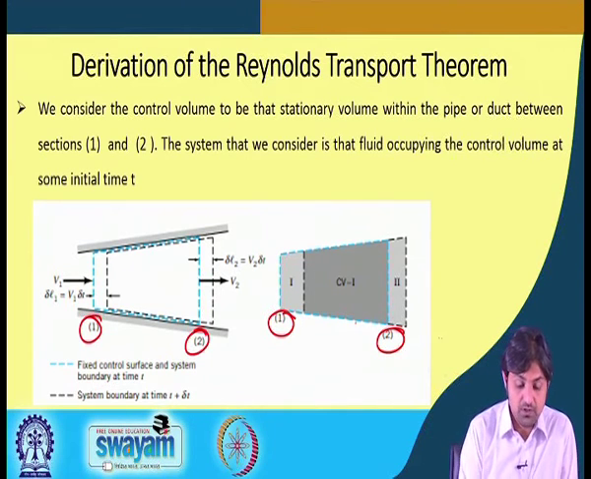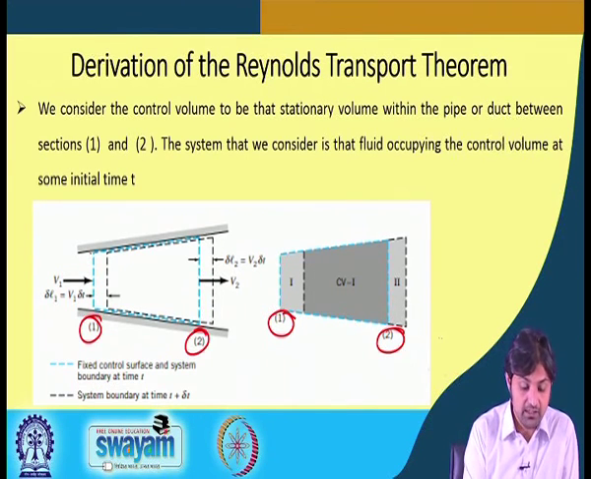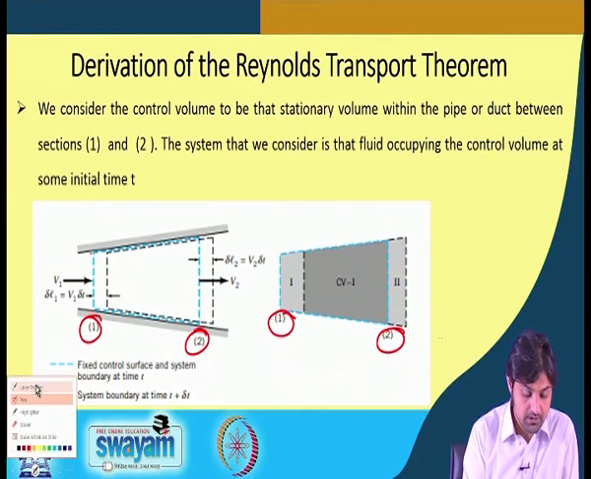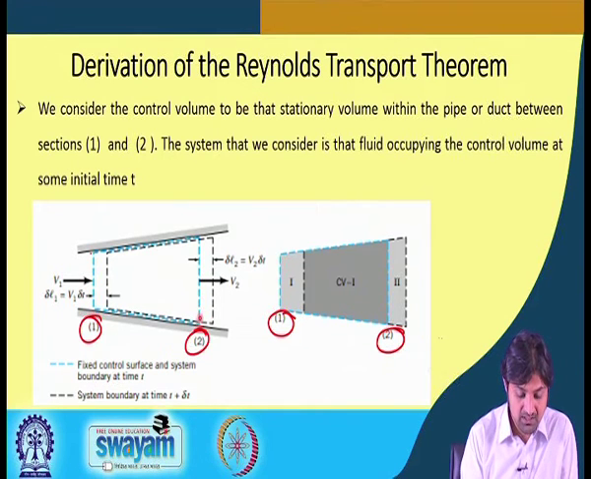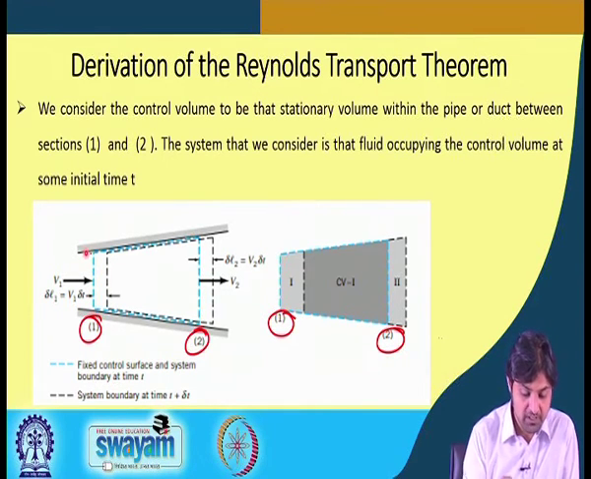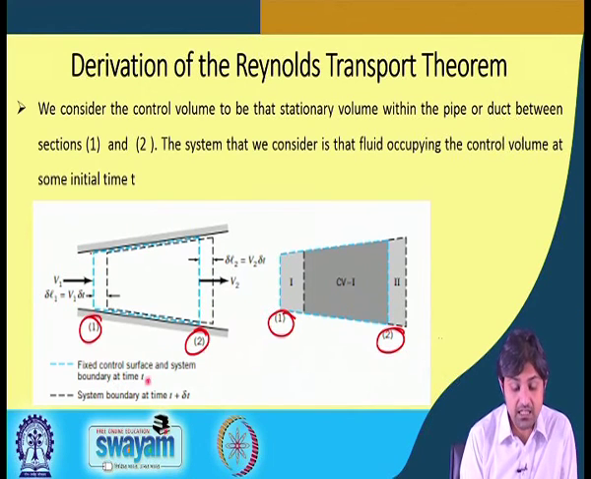So this blue line here, I'll just take the laser pointer, this blue line is the fixed control surface at time t. However, after time delta t, that is at t equal to t plus delta t, our system boundary has moved from here to here.